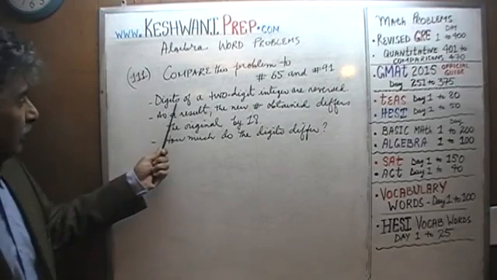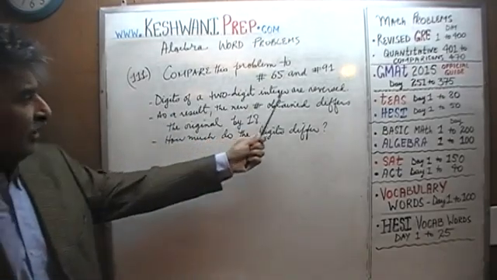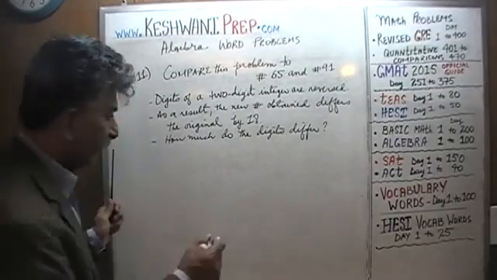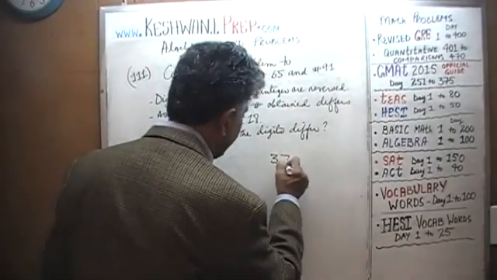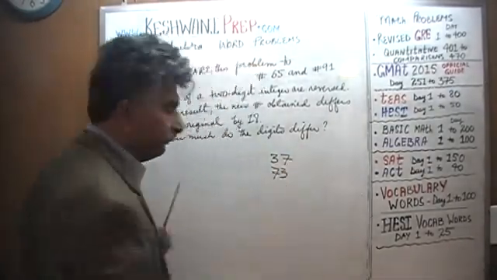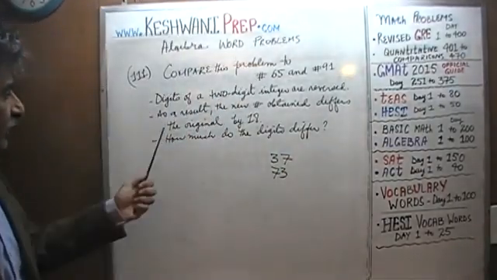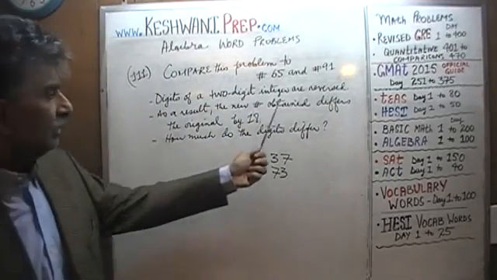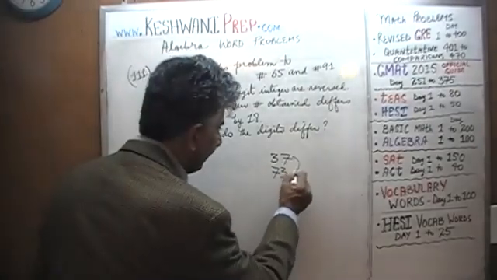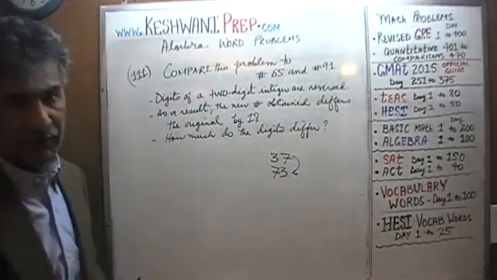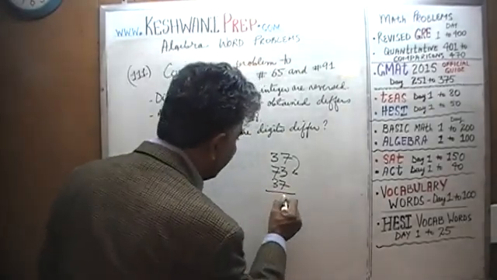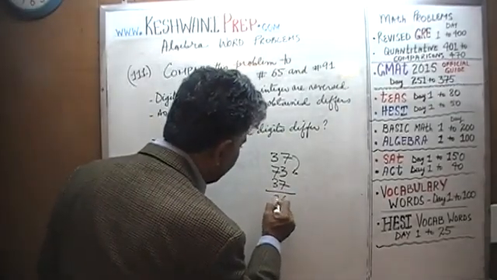We are told that the digits of a two-digit integer are reversed. So we have a two-digit integer. We don't know what that two-digit integer is. Say, for example, if it's 37, our job is to reverse the digits. 37 becomes 73. And we are told, as a result, the new number that is obtained differs from the original by 18. As you can see, 37 does not differ from 73 by 18. It differs by 36.